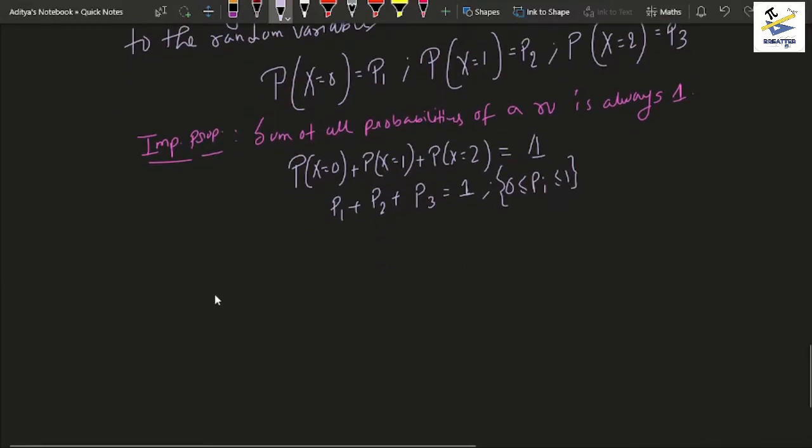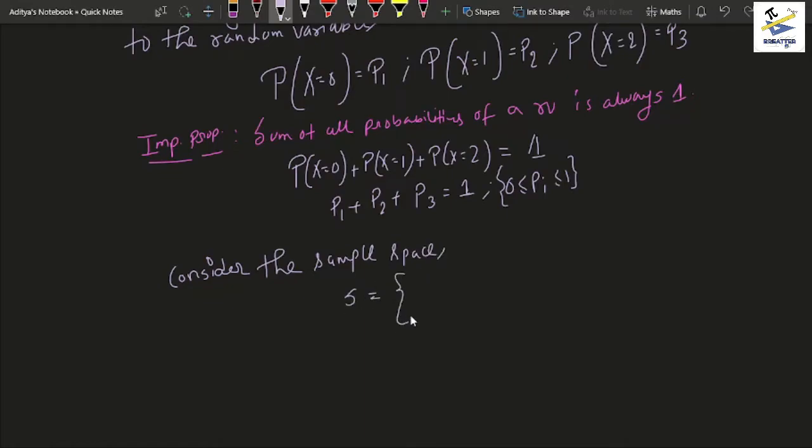So for the given example, consider the sample space, which is the result of tossing the coin 2 times. It's basically HH, HT, TH, and TT. Remember, the ordering is important because getting a heads in the first toss and getting a tails in the first toss is a completely different thing. So we might also have 2 tails, right? So this is our sample space, and it's a finite space, so the size of S equals 4. So there are 4 entries.